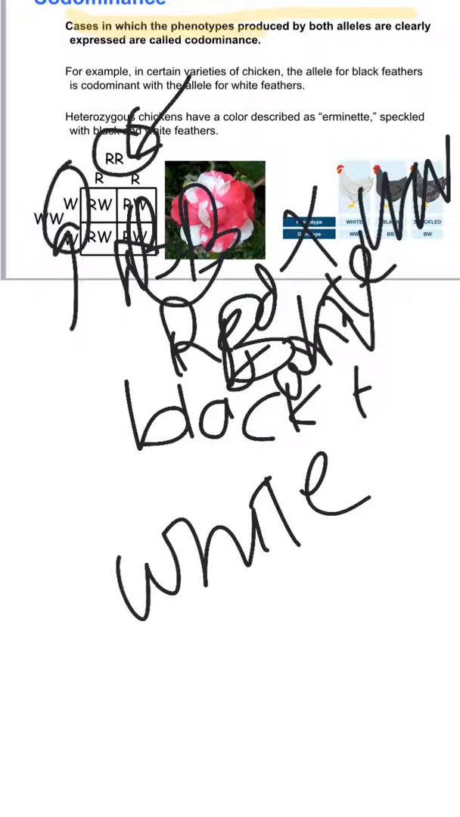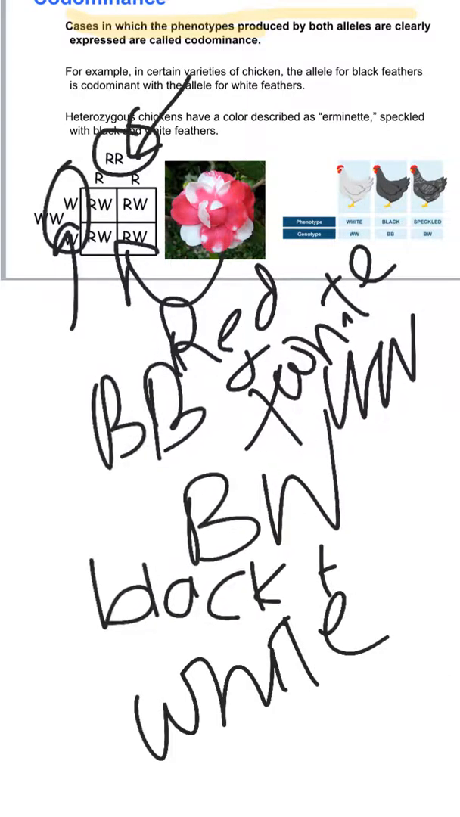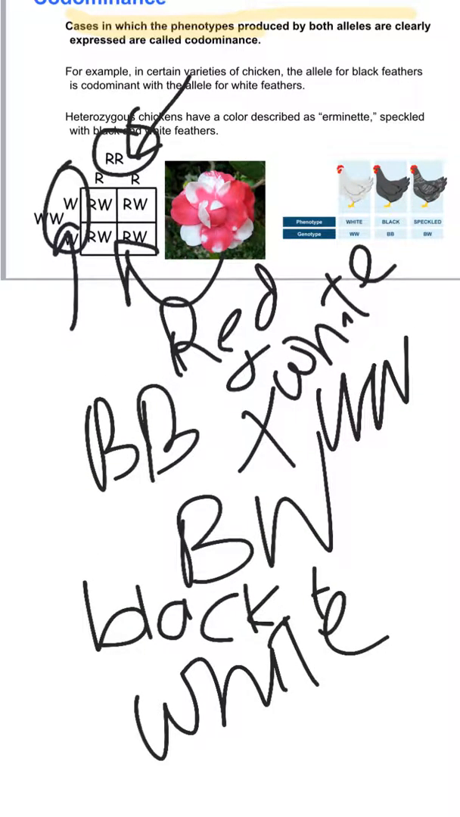All right, so a review. Incomplete dominance is going to be more of a mixture, and codominance is where both of those alleles are going to be expressed.